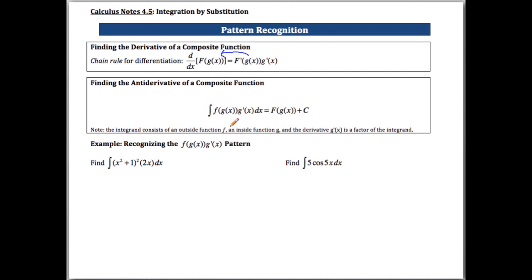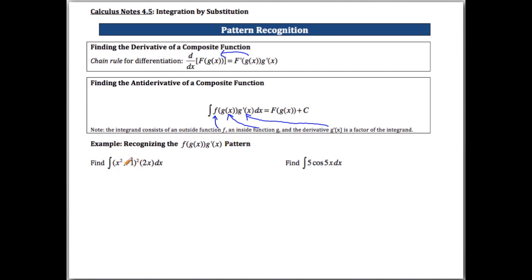So note the integrand consists of an outside function f, an inside function g, and then the derivative g prime of x is a factor of the integrand. So g prime of x is right here. So outside function, inside function, the derivative of the inside function is just going to be the antiderivative of f at the inside function g of x. Okay, so let's see if we can recognize this pattern.